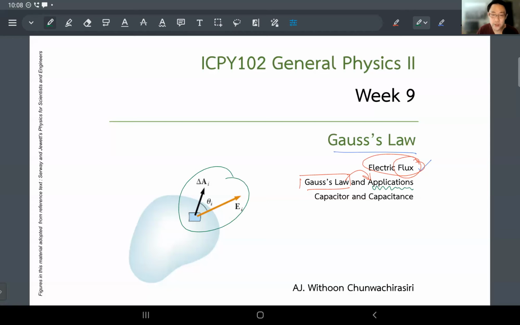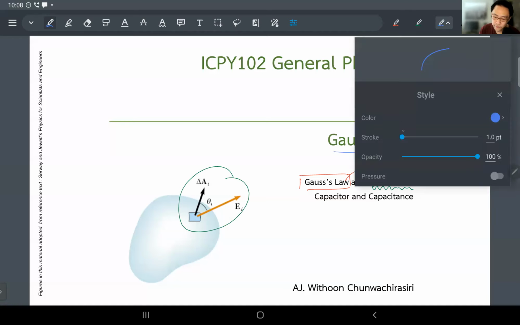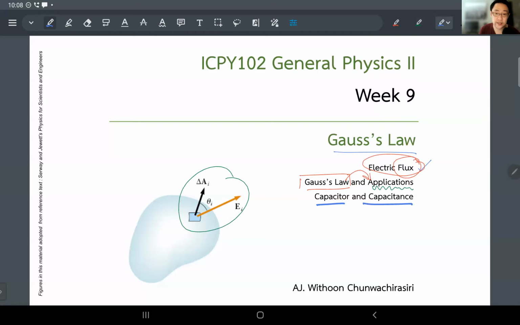Okay. And once you get to deal with flux a little bit, Gauss's law a little bit, it's natural to follow up this whole business with capacitor and capacitance. That's it. That's going to be the main stuff that we're going to do, guys. Just relax today. I don't have much to teach, because I'm just going to look at this. That is it for today.